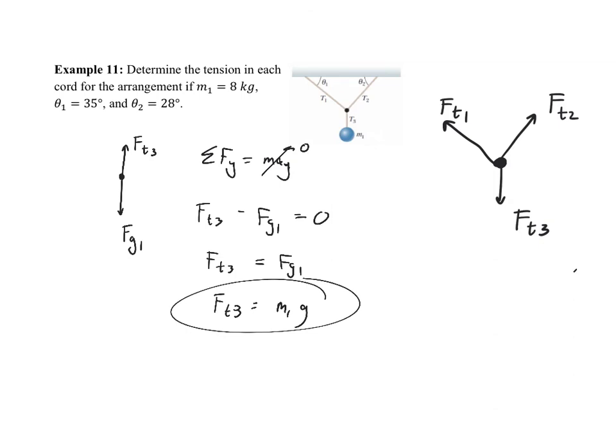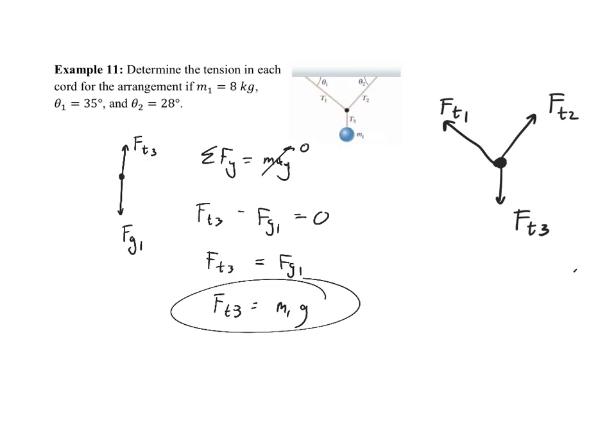Now, the hard part about this problem is that we've got a couple different forces, right? We know FT3. It's right here. Mass is 8, 8 times 9.8. We've got FT3. So that's done. This is easy. We need FT1 and FT2 now. So let's think about how this works. Here's where your geometry plays a role.